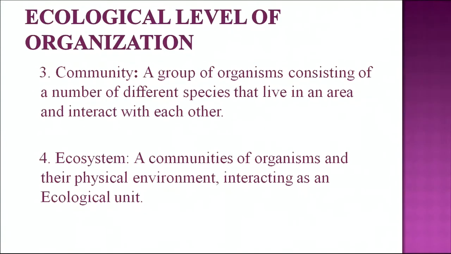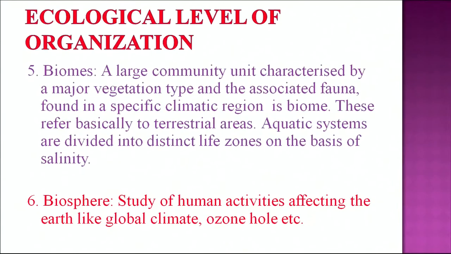The third one is community, a group of organisms consisting of a number of different species that live in an area and interact with each other. Fourth is ecosystem, a community of organisms and their physical environment interacting as an ecological unit. The fifth one is biome, a large community unit characterized by a major vegetation type and the associated fauna found in a specific climatic region. These refer basically to terrestrial areas.